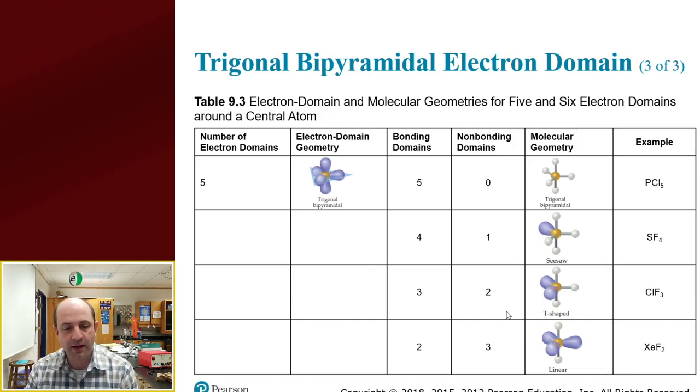If there's 3 bonds and 2 non-bonding domains, again, both non-bonding go in the equatorial. So what's left is T-shaped, just rotate it 90 degrees. If only 2 things are bonds and you have 3 non-bonding pairs, again, all 3 non-bonding go equatorial. You're only left with an axial and another axial. Well, hey, that's a straight line, so we call it linear. So make sure you know those molecular geometries coming from trigonal bipyramidal.